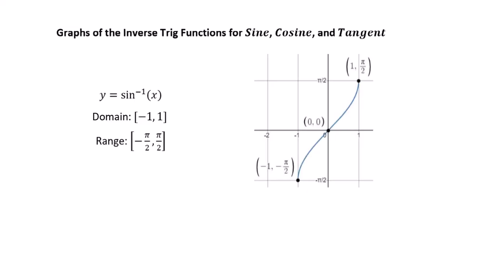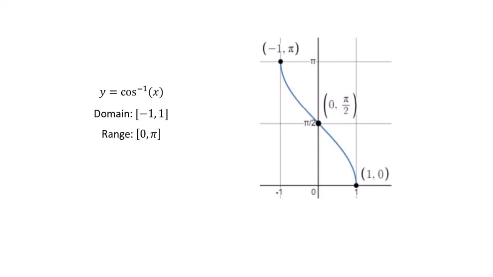Graphs of the inverse trig functions for sine, cosine, and tangent. Here we see y equals the inverse sine of x. Again, we could make a quick t-table of the sine function and then switch the x and y entries and regraph it to get the inverse sine x graph. Our domain is going to be from negative 1 to 1, and the range from negative pi over 2 to pi over 2. Similarly, we can find the graph of the inverse cosine x graph. And the domain will be from negative 1 to 1, and the range from 0 to pi.